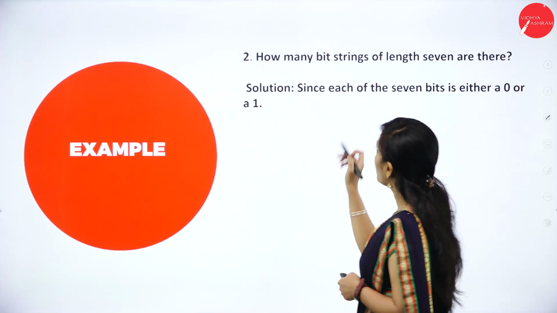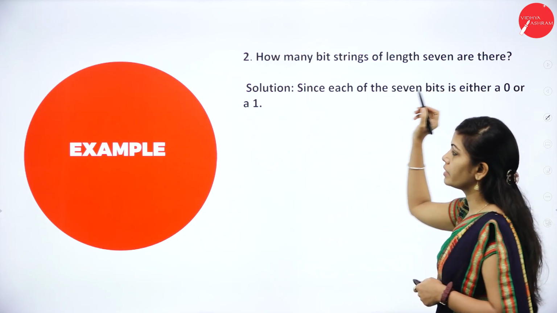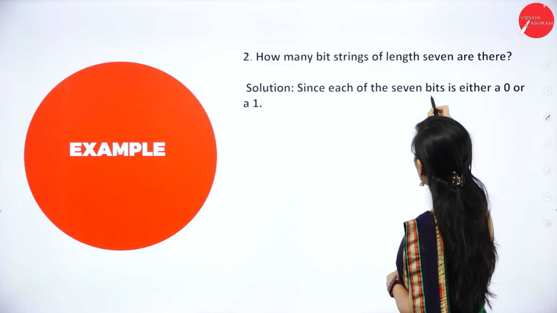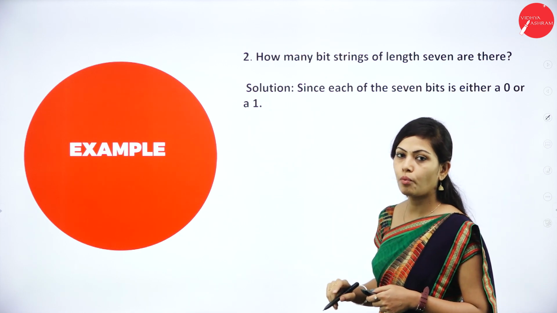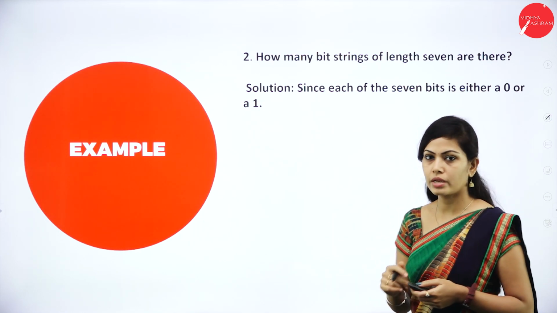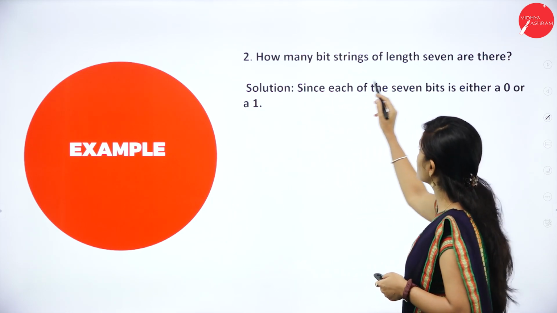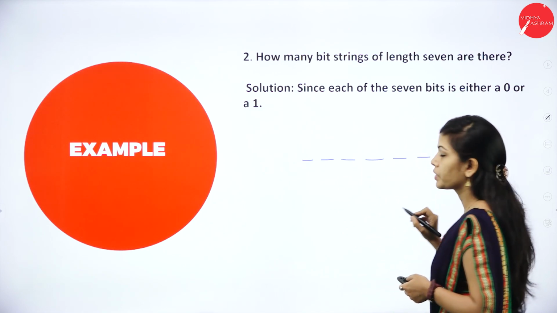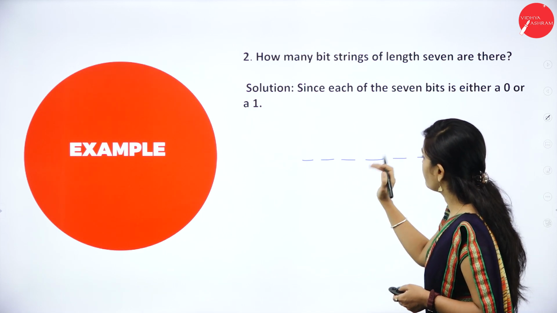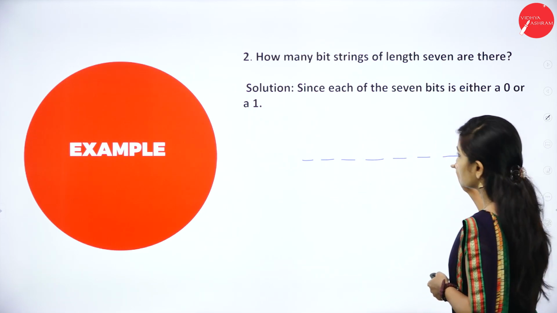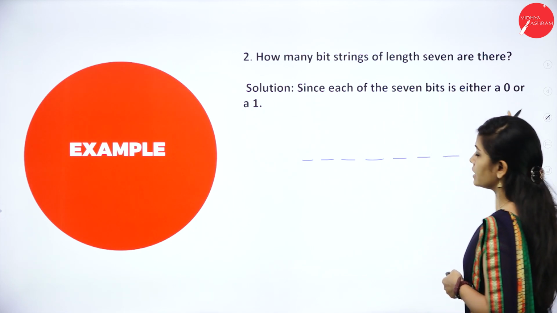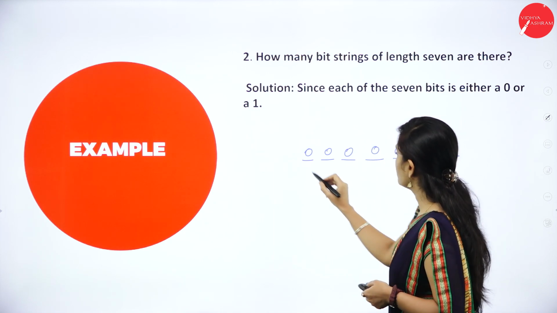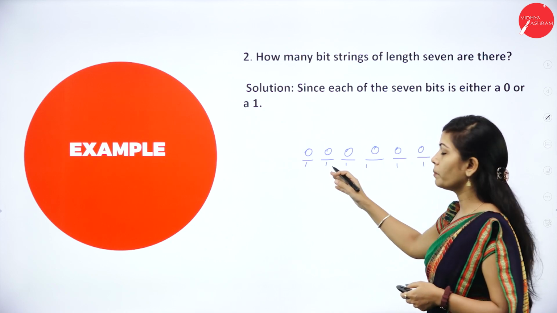Next problem: how many bit strings of length 7 are there? Since each of the 7 bits is either a 0 or a 1, what is the meaning of bit 0 and 1? Here I have a length of 7: 1, 2, 3, 4, 5, 6, 7. Each of the 7 bits is either 0 or 1.